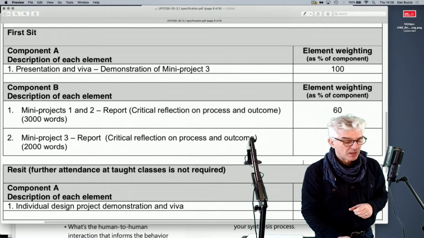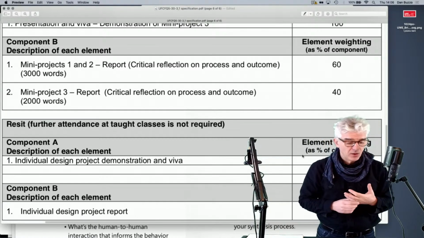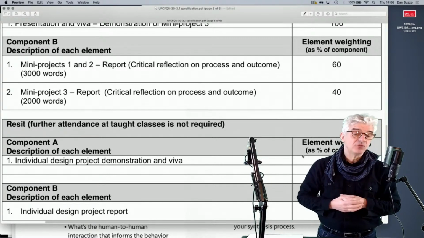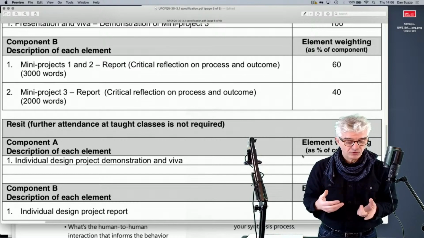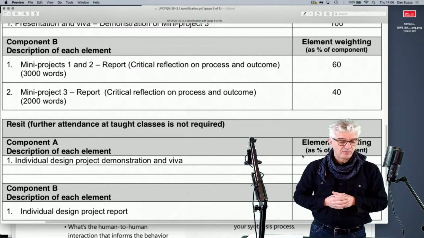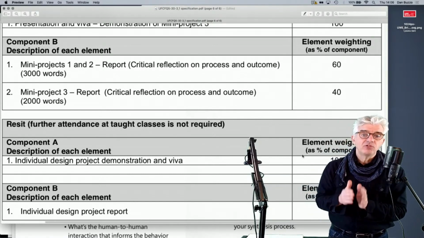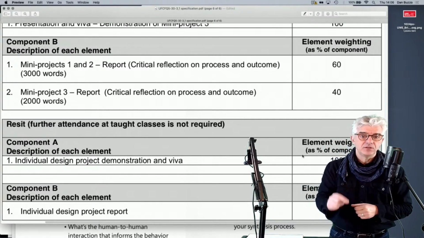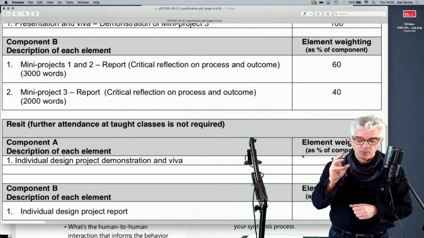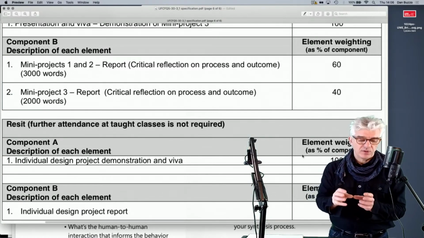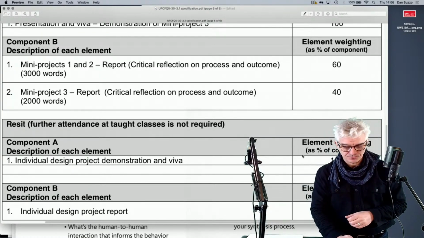In component B, the coursework, there are two elements to it. Mini project 1, which is going to be a critical reflection and a written report, and mini project 2, which is going to be a report with critical reflection as well. 3,000 and 2,000 words is currently the guideline. See the detail of this year's assignment. The weighting between these two, if it continues as is, is going to be 60-40 between project 1 and project 2, and together that's all of the coursework marks.